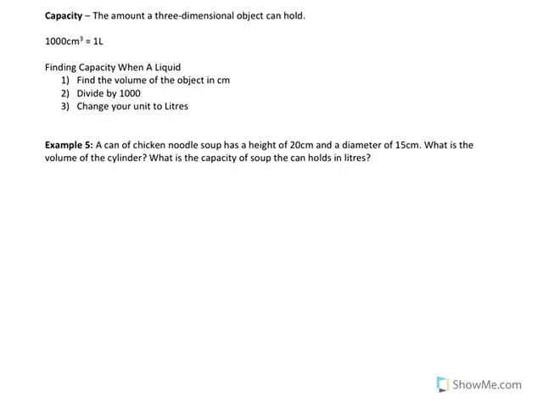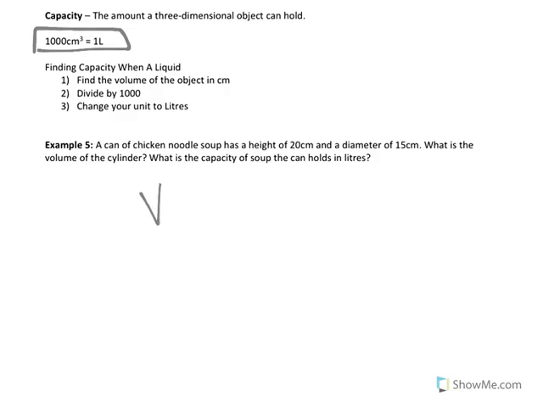All right, a can of chicken. Oh, capacity. Before I read the example, capacity is a way to change cubic centimeters into liters. So that's our conversion factor: 1,000 cubic centimeters is 1 liter. So a can of chicken noodle soup, it's a big can of chicken noodle soup, has a height of 20 centimeters and a diameter of 15 centimeters.